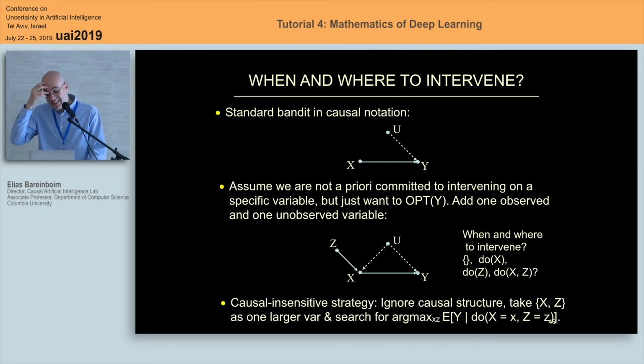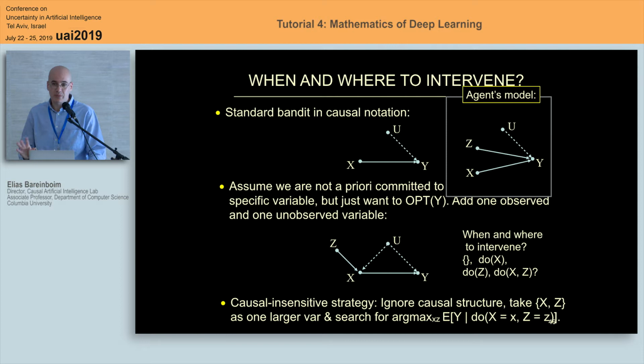The causal insensitive strategy, just a joke. Causal insensitive strategies: let's ignore the causal structure, as I think we alluded to, David. Let's ignore the causal structure, take X and Z as one large variable, and search for the one that maximizes this E[Y | do(X, Z)]. In other words, what we are doing in reality is assuming this model here. This is the model in the agent's mind, that we have X and Z pointing to Y, and the U that is the source of randomness, parent to Y. This is the causal model that's assumed.